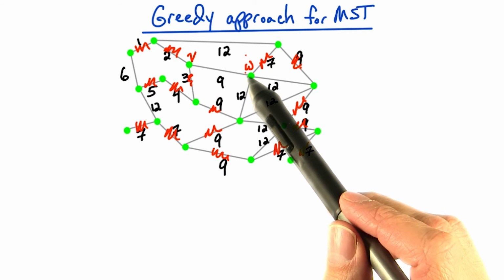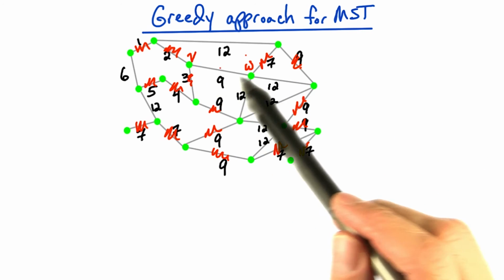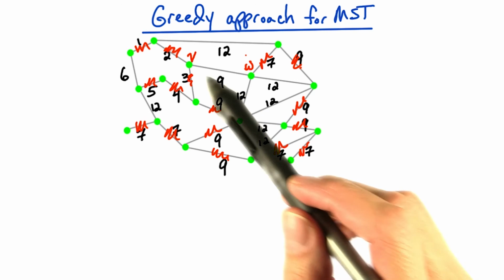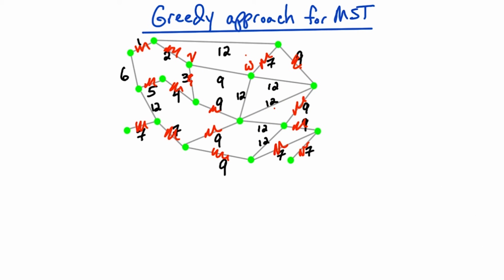So if I add an edge between them, that creates another path, and therefore I have a cycle which contains this edge. So I don't add in this edge, and similarly any of the edges of weight 12 I don't add in. And this is in fact an MST of this graph.